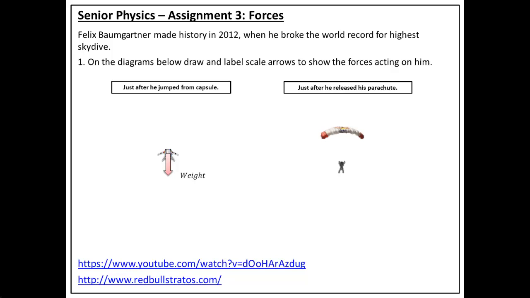As his velocity will be low, with him only accelerating for a short time, the drag force will also be small. In the other diagram, Felix has just pulled his parachute. Obviously, he will still experience a weight or gravitational force, but his resistive force acting against his motion towards the ground has greatly increased due to him releasing his parachute. The parachute is designed to decelerate Felix from a high to a lower velocity so that he can land safely.